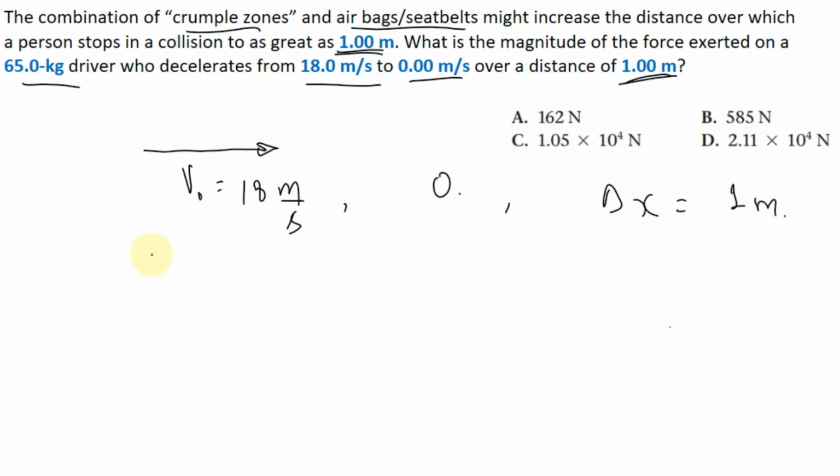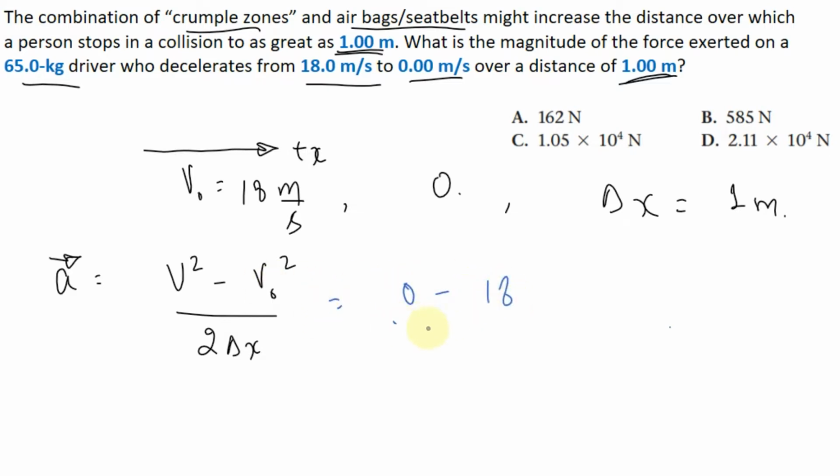So we can use the kinematic equations here, and we can write that acceleration will be equal to the final velocity squared minus the initial velocity squared, divided by 2 times delta x, right? And this direction I am taking to be positive x. Now if you put the values, we'll get final velocity becomes 0, initial velocity we have 18 and it's squared, divided by 2 times delta x, we have 1 meter. And if you solve this, you'll get this acceleration to be negative 162 meters per second squared.